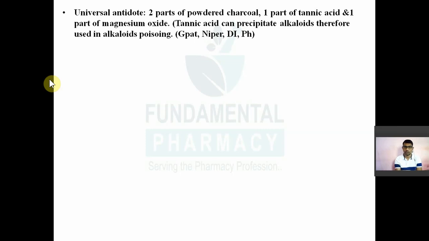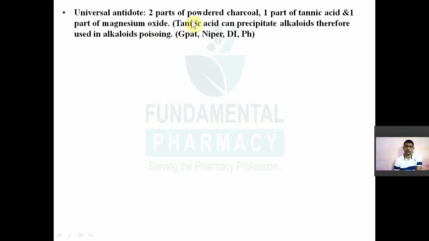So you have to use universal antidote. So what is an antidote? Antidote is nothing but the counteracting drug for the particular poisoning. Okay, so if you don't know the nature of poison, you have to use universal antidote, and universal antidote is made up of two parts of activated charcoal powder, one part of tannic acid and one part of magnesium oxide.